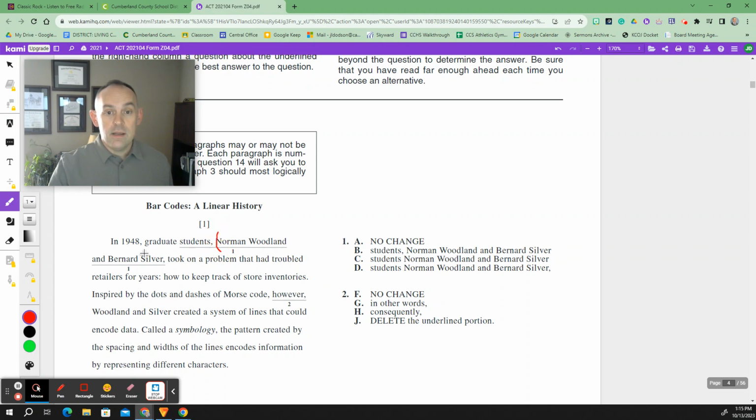So repeating Norman Woodland and Bernard Silver, that's called an appositive. An appositive renames a noun or a pronoun that comes before it. And so the question here is, is this a restrictive or a non-restrictive clause? Another way of saying that is essential or non-essential.